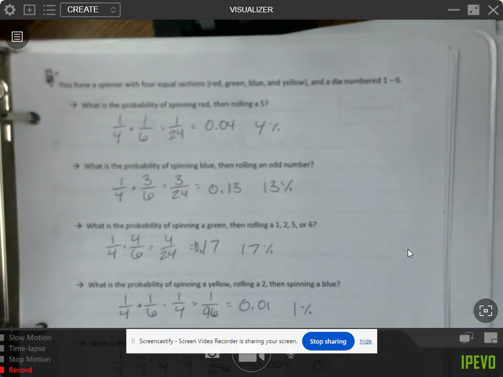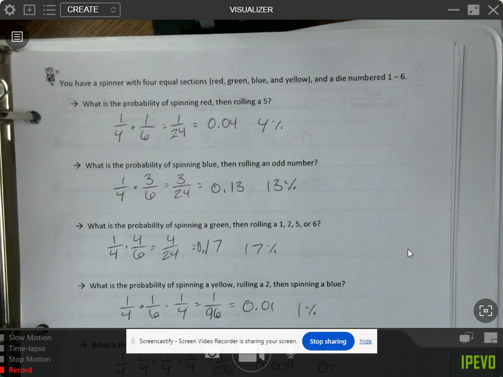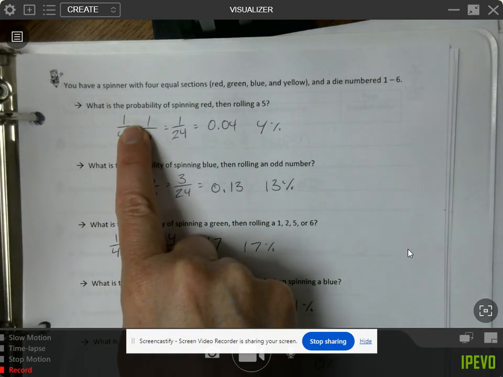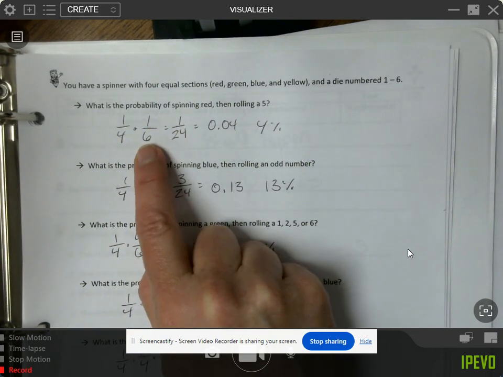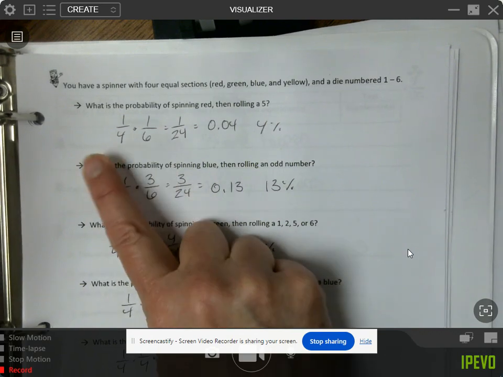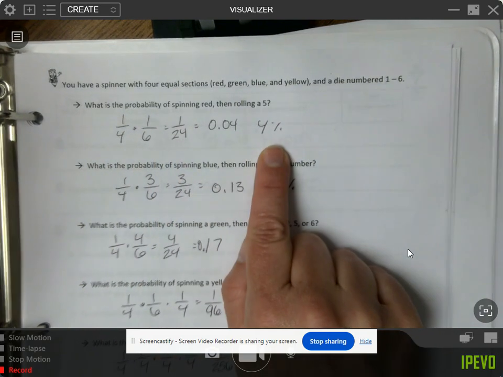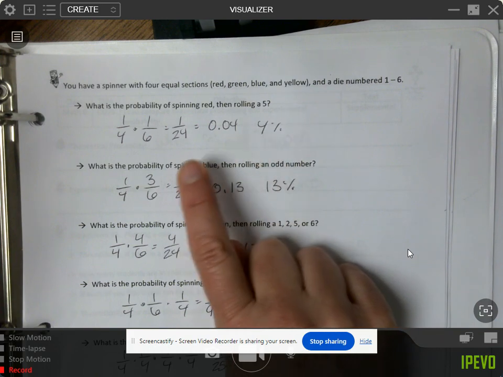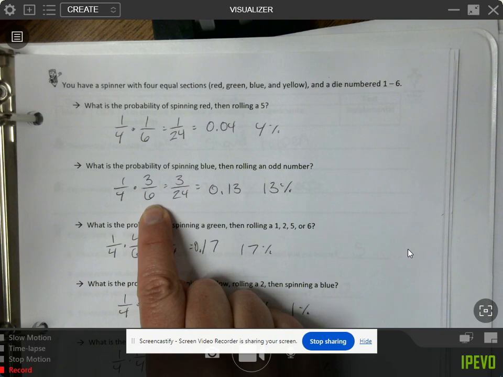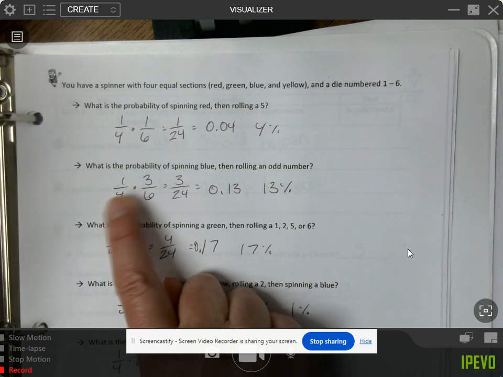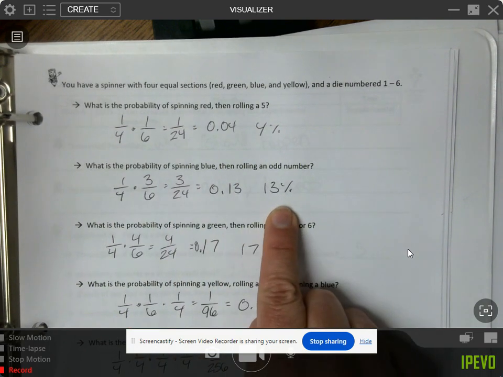All right, let's look at our second page. We did this first one together. What is the probability of spinning a red? So 1 red section out of 4 and rolling a 5. There's 1 5 on the dice out of 6 numbers. We multiply across, divide, and we get 4%. What is the probability of spinning a blue and then rolling an odd number? There are 3 odd numbers on our dice, 1, 3, and 5. So we have to make sure that we have the correct desired outcomes on top. Multiply across, divide, and it's 13%.